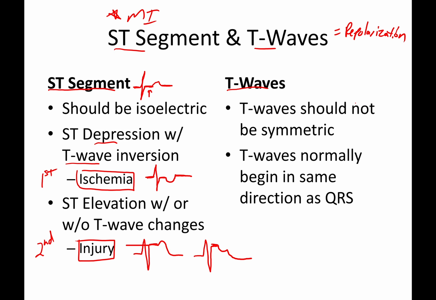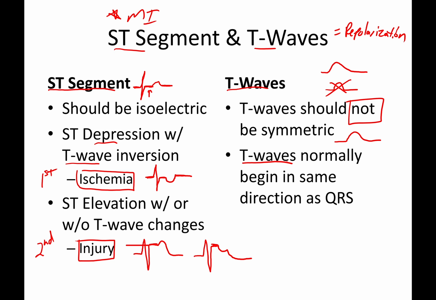T waves should actually not be symmetrical. They're not a perfect, even lump like that, kind of like a P wave would be. It's actually more of a sloped shape, looking like that, which is what true T waves should look like. Rarely do we sit down and really analyze them that closely, but now is an appropriate time to do so. If your T wave does look symmetrical, that's a problem.